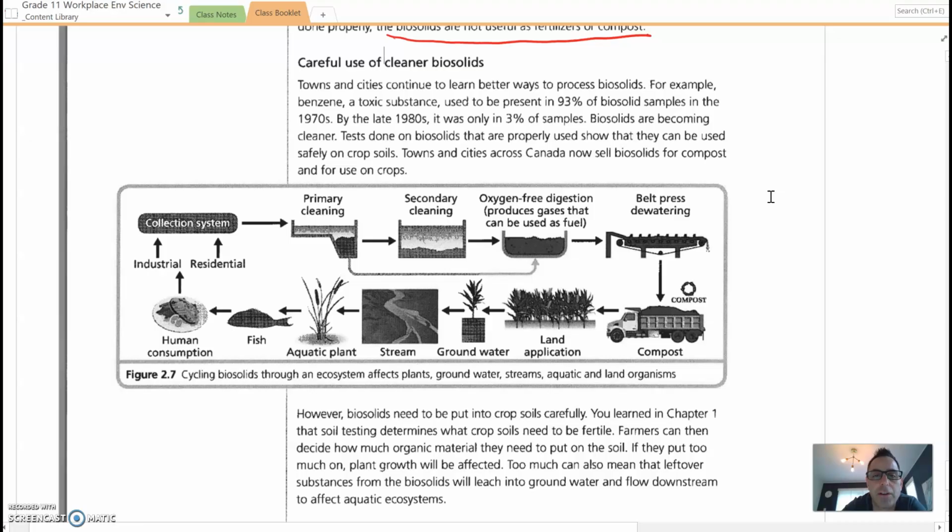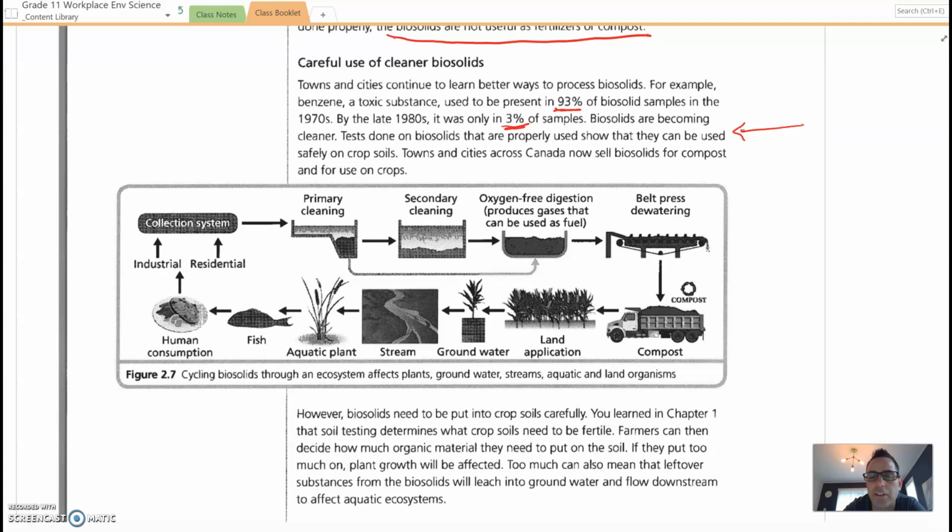Careful use of cleaner biosolids. Towns and cities continue to learn better ways to process biosolids. For example, benzene, a toxic substance, used to be present in 93% of biosolid samples in the 1970s. By the late 1980s, only 3% of samples. Biosolids are becoming cleaner. Tests done on biosolids that are properly used show that they can be used safely on crop soils. I would be really careful about that. That's a very blanket statement, so I'm not too happy with that being in the textbook.